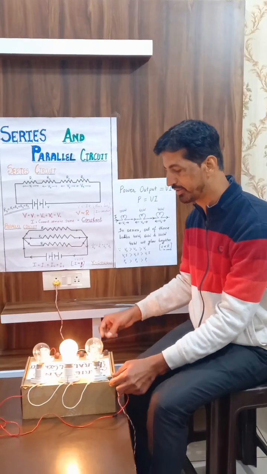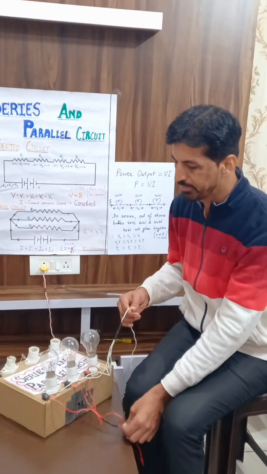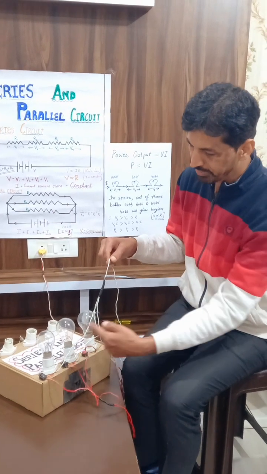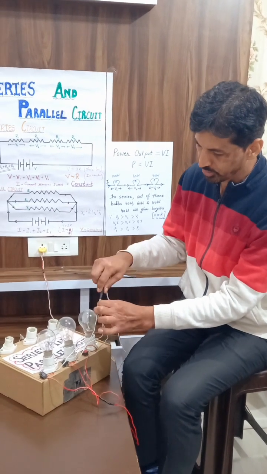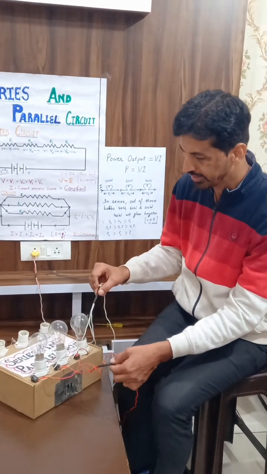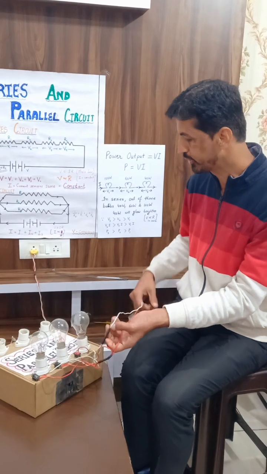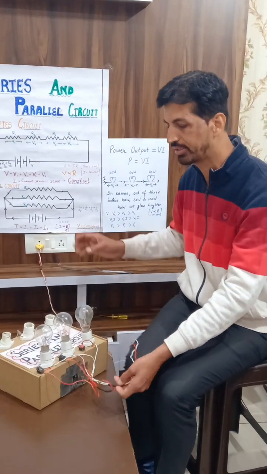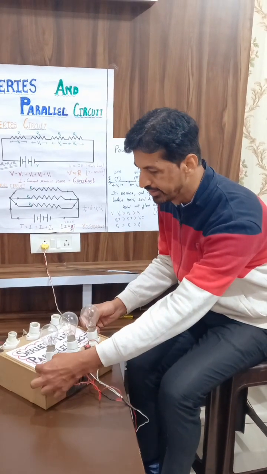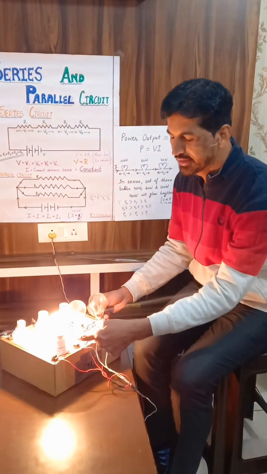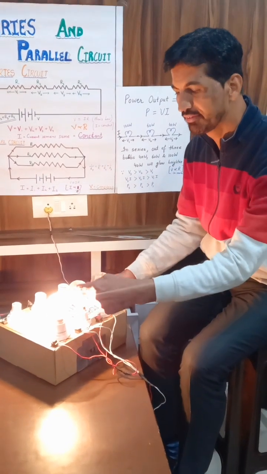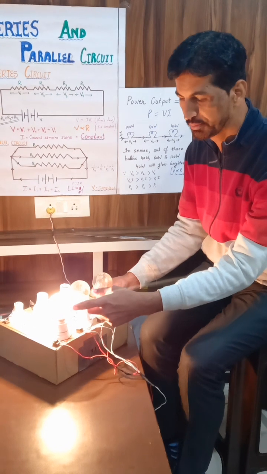Let's check the parallel. So these are now three bulbs in parallel. The three white wires coming from each bulb are connected jointly, and similarly the three red wires are connected jointly, and these two terminals are given the 220-volt main supply. Now this is an individual switch operation, students. Let us check. Each device is getting 220 volts independently, so each is giving its full power output.